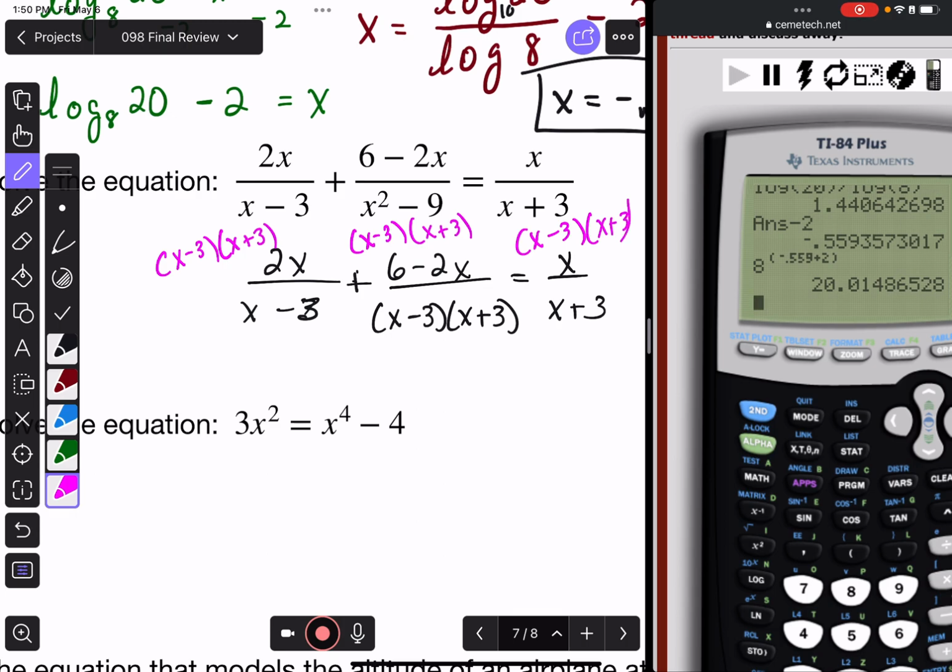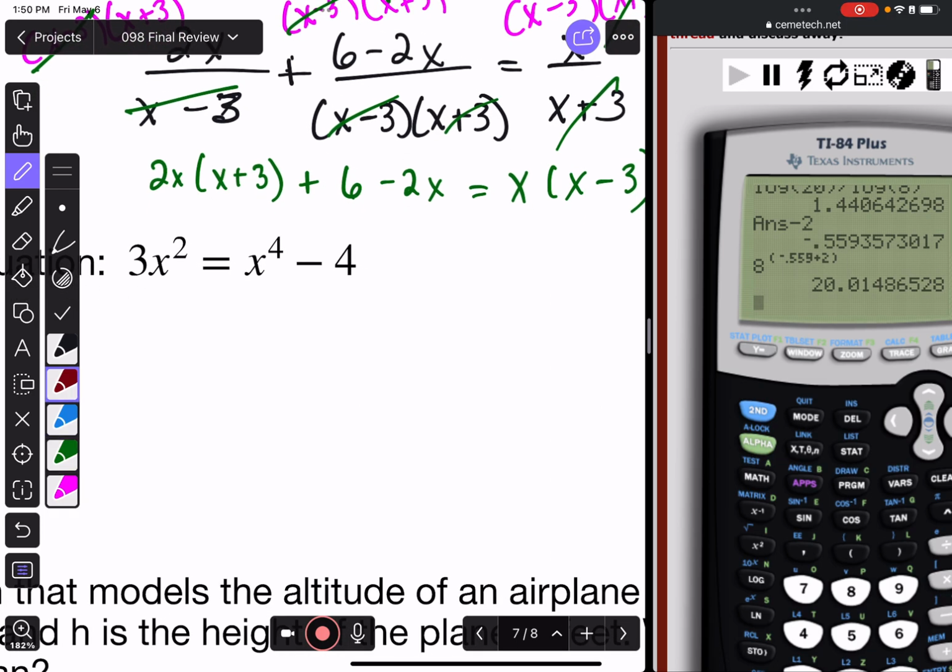So, in my first fraction, the x minus 3's would cancel, leaving me 2x times x plus 3. In my second term, the x minus 3's and everything cancels, giving me 6 minus 2x. And in the right-hand side there, I get x times x minus 3. Fractions are gone. Now it's just clean up the mess we created. So that's 2x squared plus 6x plus 6 minus 2x equals x squared minus 3x.